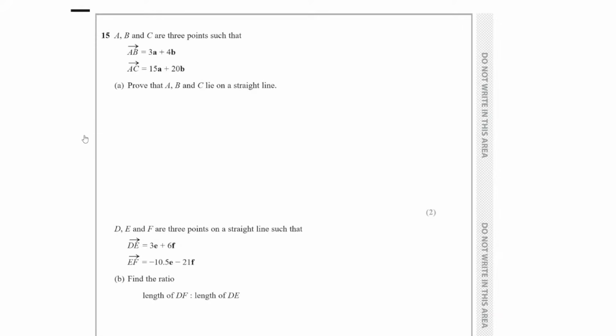Okay, 15, now we are on to vectors. So A, B, and C are 3 points such that AB is 3a plus 4b, and AC is 15a plus 20b. Prove that A, B, and C lie on a straight line. 2 marks. Okay, proving that they lie on a straight line is really straightforward, again, if you know how to do it. If you remember, just memorize it, right? To prove that 2 vectors lie on a straight line, they have to, first of all, be proven to be parallel. And what does that mean? That means that they have to be a multiple of each other. So is one just a bigger version or a smaller version of the other?